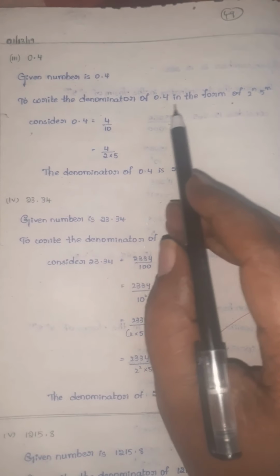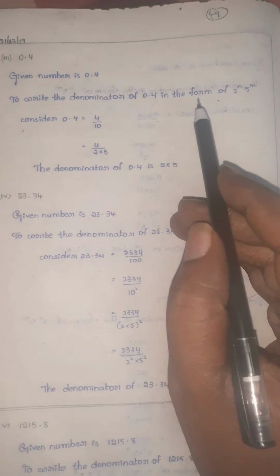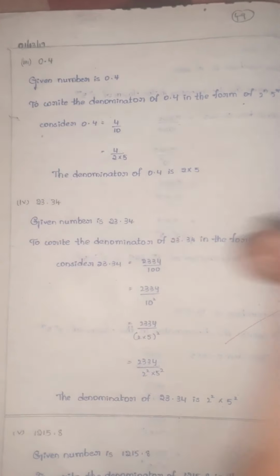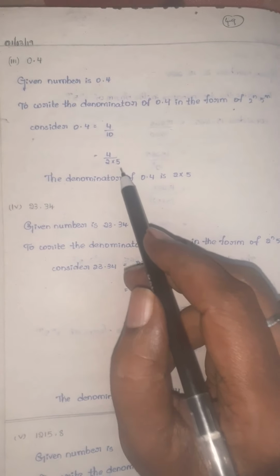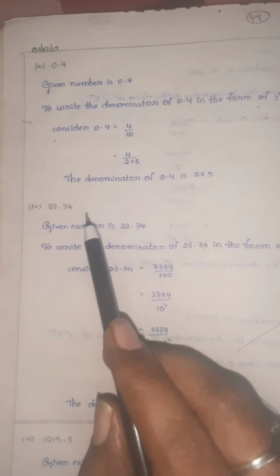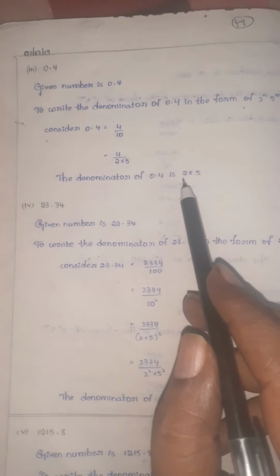Next, third one, 0.4. Given number is 0.4. It is asking to write the denominator of 0.4 in the form of 2 power n into 5 power m. So consider 0.4 is equal to, here one digit after the decimal means 10 you should write, means 4 by 10. So write 4 as it is. Denominator 10 can be written as 2 into 5. So the denominator of 0.4 is 2 into 5.